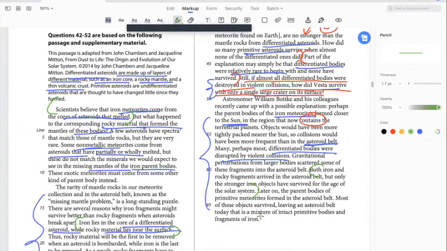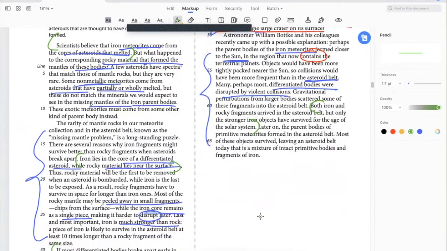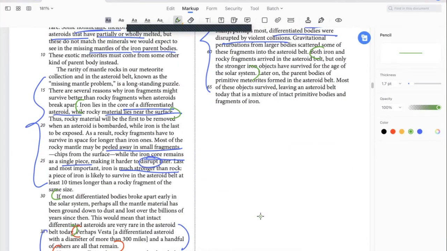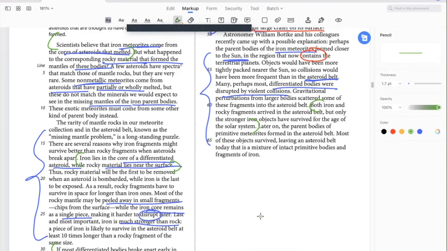Okay, let's see this. Scientists believe that iron meteorites come from the cores of asteroids that melted. Iron lies in the core of a differentiated asteroid, while rocky material lies near the surface. If most differentiated bodies broke apart early in the solar system, perhaps all the mantle material has been ground down to dust and lost over the billions of years. This would mean that intact, differentiated asteroids are very rare in the asteroid belt today. Okay. Both iron and rocky fragments arrived in the asteroid belt, but only the stronger iron objects have survived for the age of the solar system.